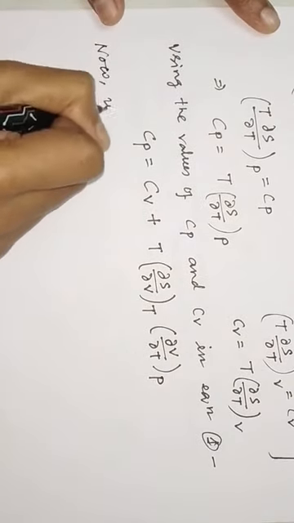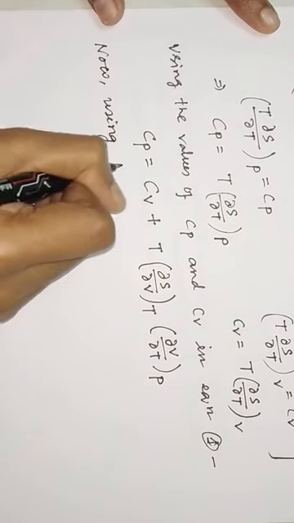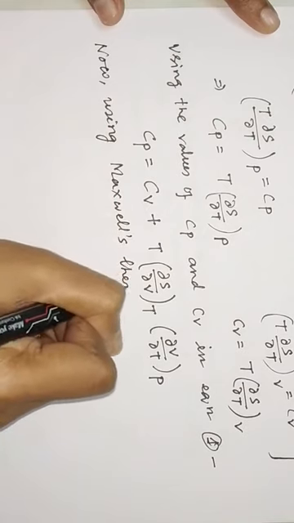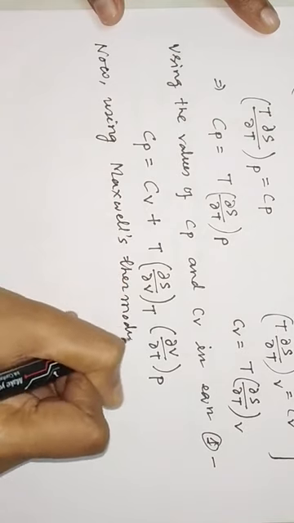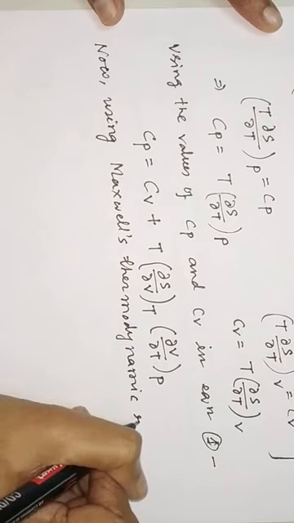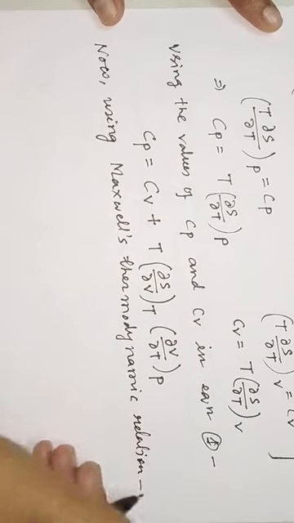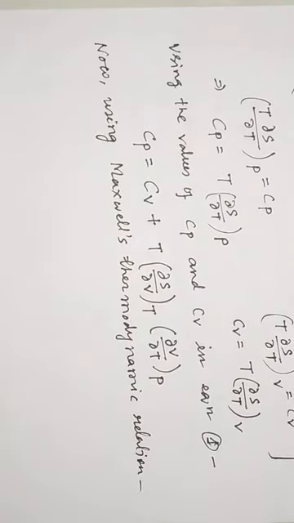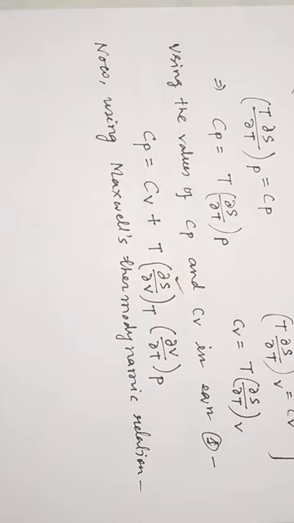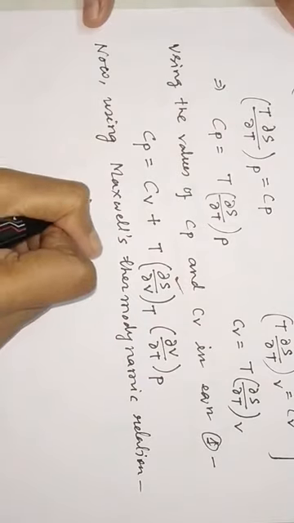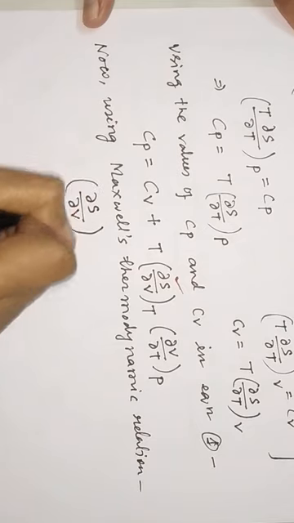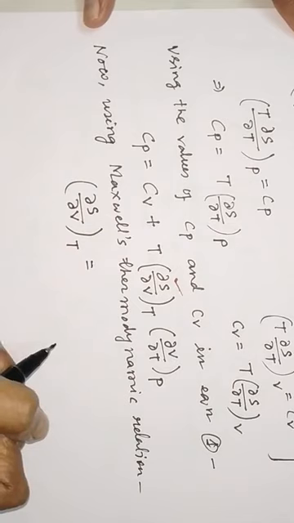So now using Maxwell's thermodynamic relation. You don't need to say which one it is. You can just use Maxwell's thermodynamic relation to replace. So here we'll replace this term, del S del V at constant T. According to Maxwell's thermodynamic relation, del S del V at constant T is equal to which partial derivative?